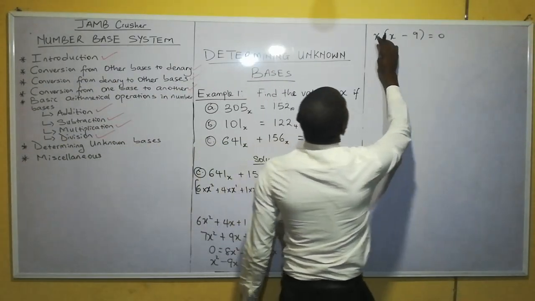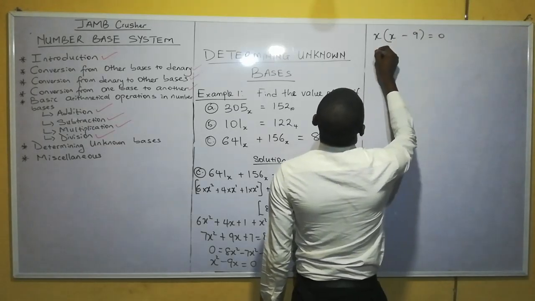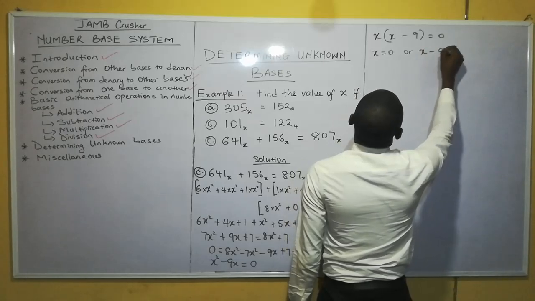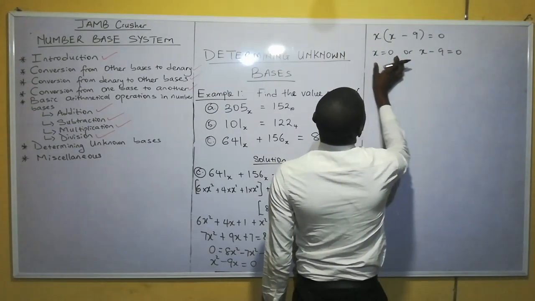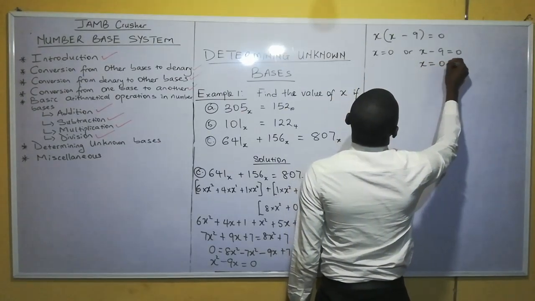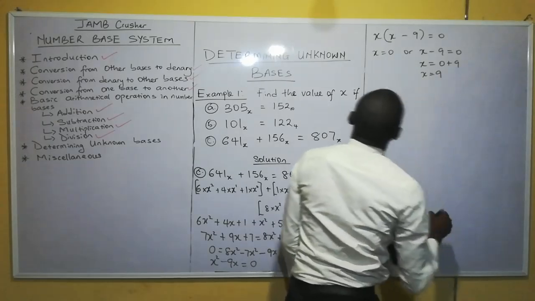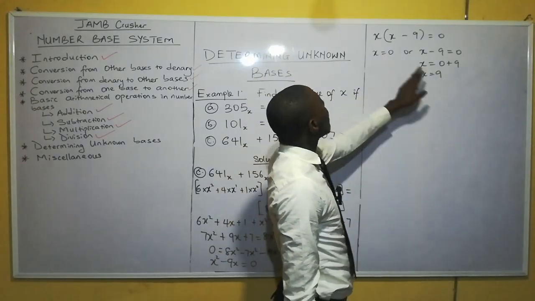Now, from this place, I'm going to equate each of them to 0. So I can say that x is equal to 0, or x minus 9 is equal to 0. This one has gotten to the final stage, but this can still be worked upon. So I can say x is equal to 0 plus 9, and x is equal to 9. Okay, so we have two answers here. We have 0 and then we have 9.